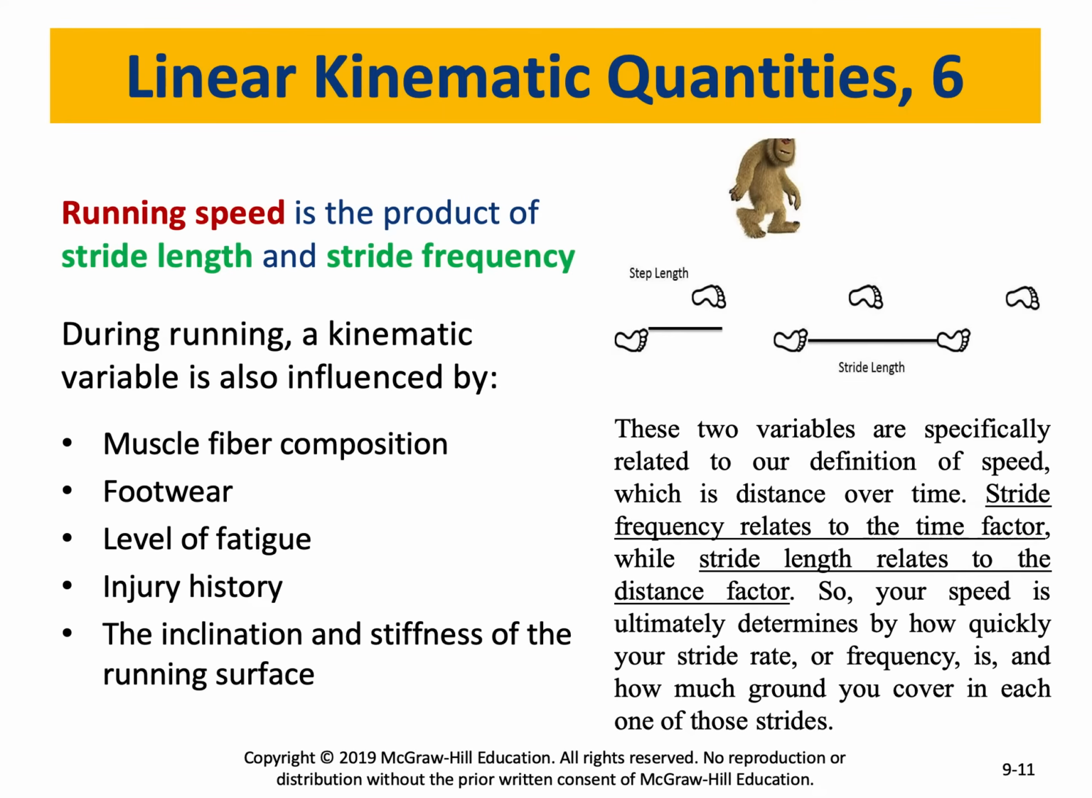If you look at step length and stride length, these two variables are specifically related to our definition of speed, which is distance over time. Stride frequency relates to the time factor, and stride length relates to the distance factor. That's how we measure speed, distance divided by time. So your speed is determined by how quickly your stride rate or frequency is and how much ground you cover in each one of these strides. That's how running speed is defined. We wanted to touch base on this quantity and relate it to the anatomy and physiology of the human body.